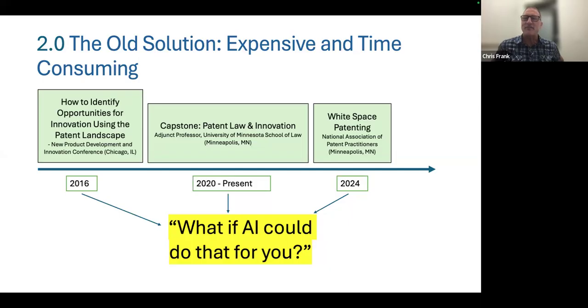I've been getting this question for 10 years. What if AI could do all those steps for you? Then that would open the doors to all of us being able to access this valuable information in the patent landscape. And isn't it great that now is that time?